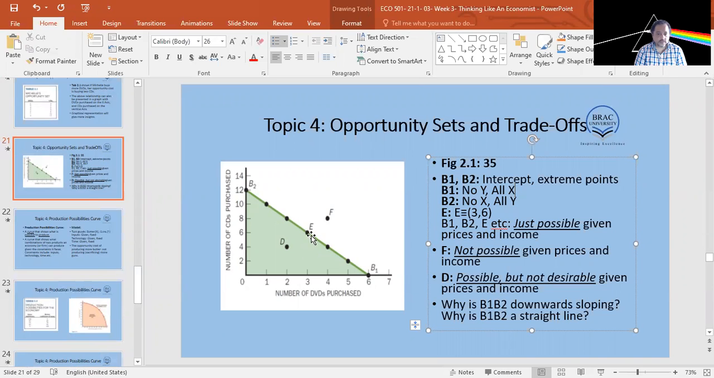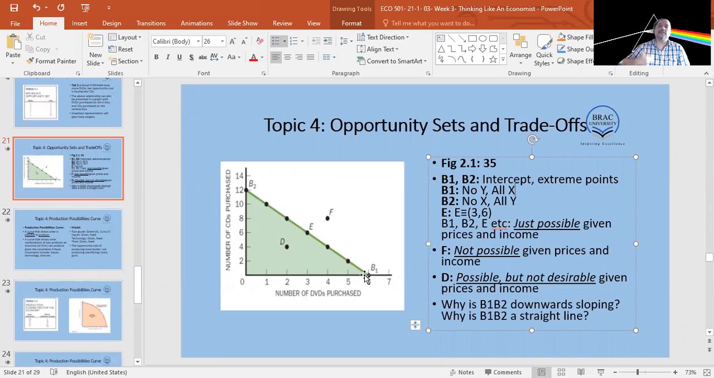Then we come to the two points, E and D. E and D tell us what is possible for Michelle. She can decide to buy at point D, 2 units of DVDs and 4 units of CDs, or given her budget, she can decide to buy at point E, 3 units of DVDs and 6 units of CDs. Why is this line just possible? Because she can't do better.